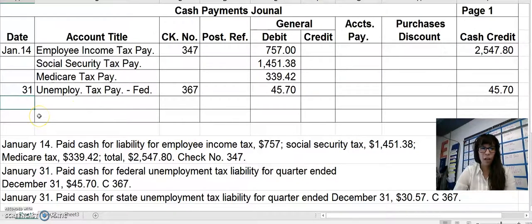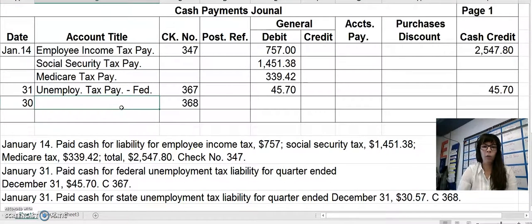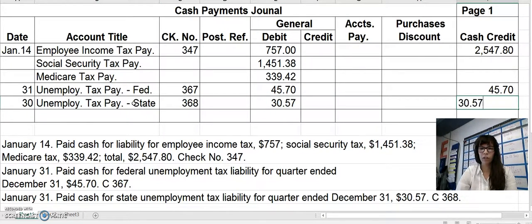The next one, January 31st, paid cash for state unemployment tax liability for quarter ended December 31st. That would be check number 368. I'm going to change that to an 8 since they can't be for the same check. There we go. Problem fixed. Same thing as before. This time it's going to be unemployment tax payable state. And same thing. We're going to give that a debit of 30.57 and cash a credit for the same.